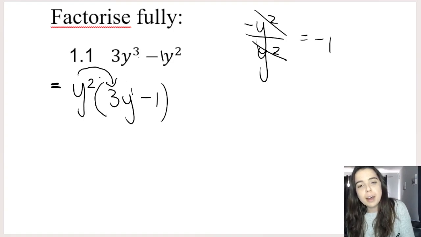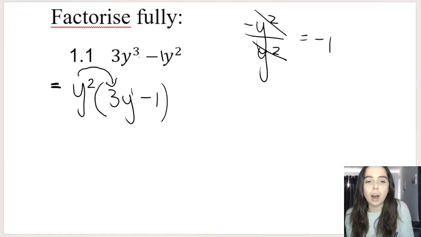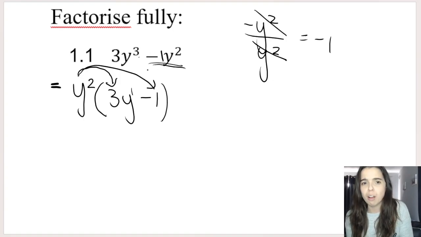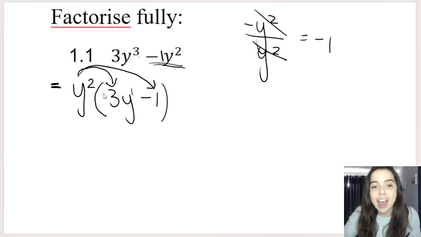Another nice way to think about it is, what must I multiply y squared by to get me negative y squared? Well, I need to multiply it by -1. And there we go. We have factorized fully, and that is your answer. So as you can see, we are left with one term, and we're left with brackets.